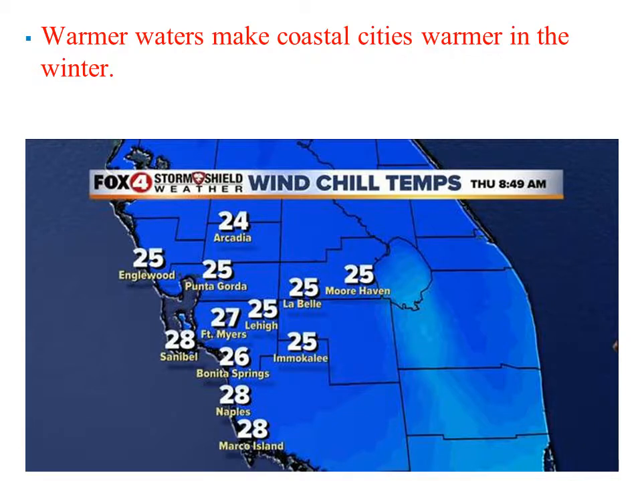The opposite will happen in the wintertime. The warmer waters will release energy, therefore making the coastal cities a little warmer than the inland cities.